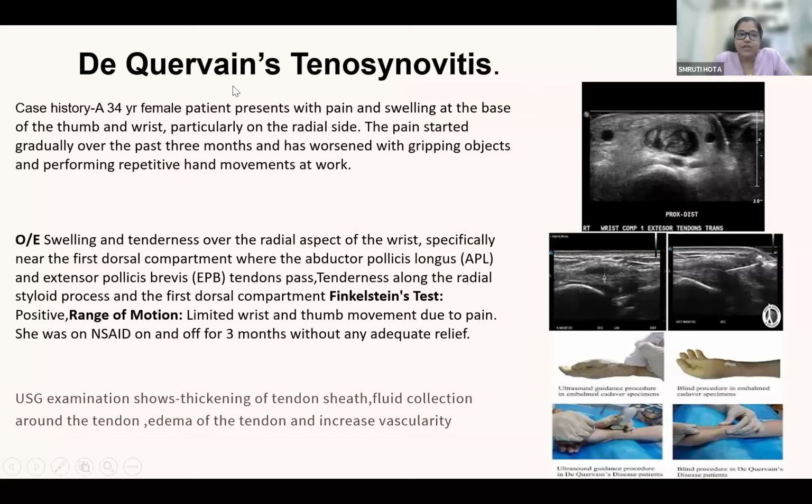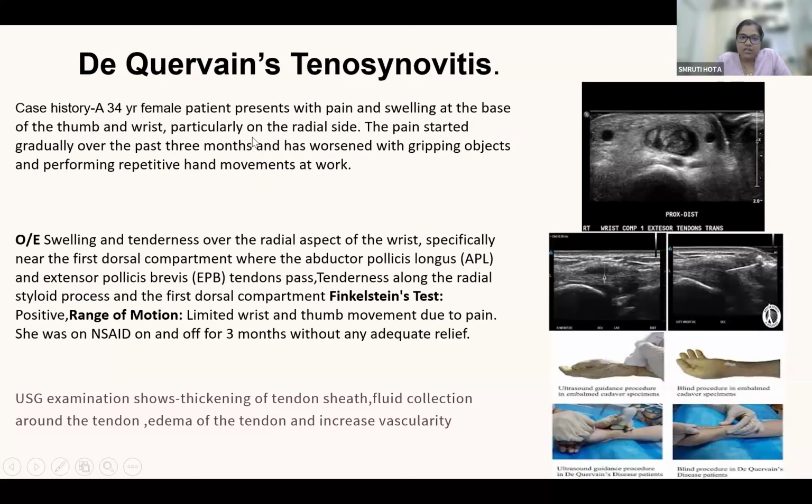Then next is De Quervain tenosynovitis, this is another case. Here is a 34-year-old female who presented with pain and swelling at the base of the thumb and wrist, particularly on the radial side. The pain started gradually over the past 3 months and has worsened with gripping objects and performing repetitive hand movement at work. On examination, there is swelling and tenderness over the radial aspect of the wrist, specifically near the first dorsal compartment, where abductor pollicis longus tendon and extensor pollicis brevis tendon pass. Tenderness along the radial styloid process and first dorsal compartment.